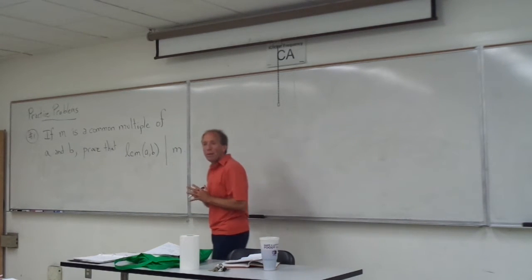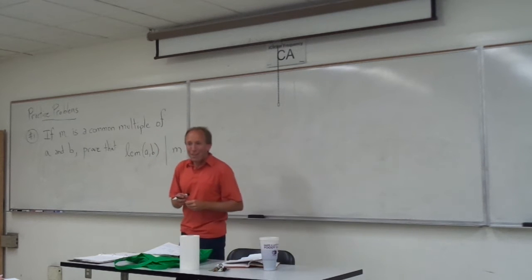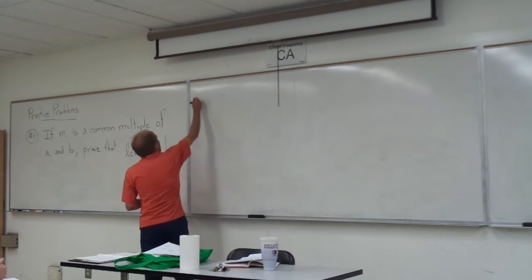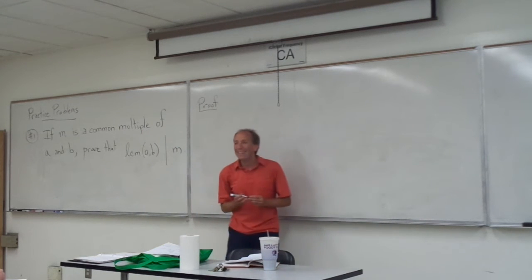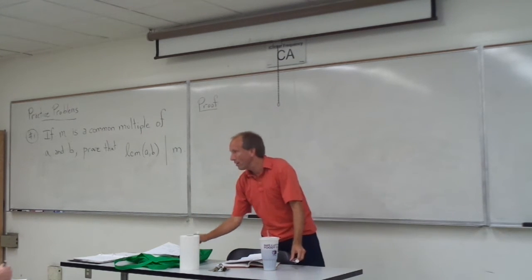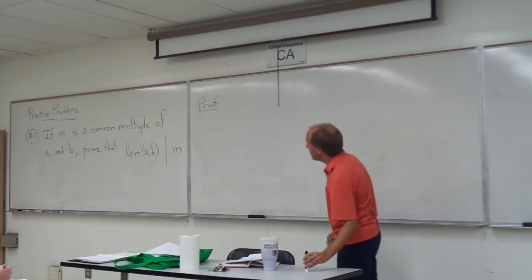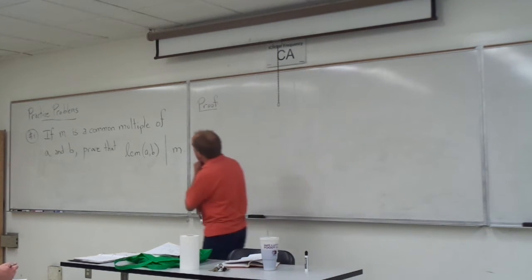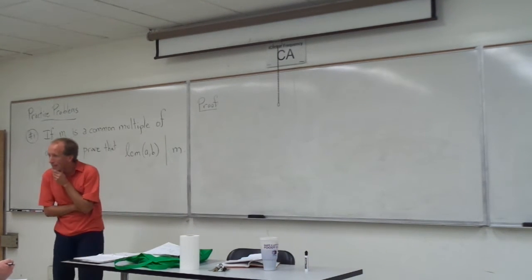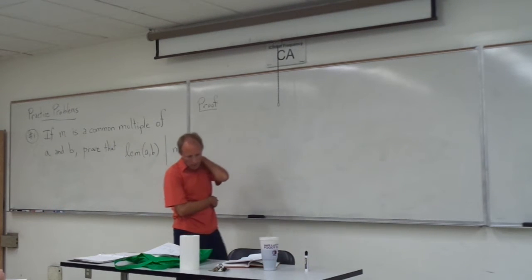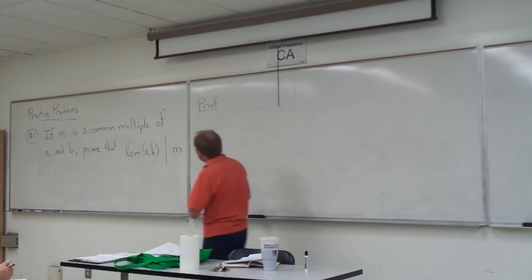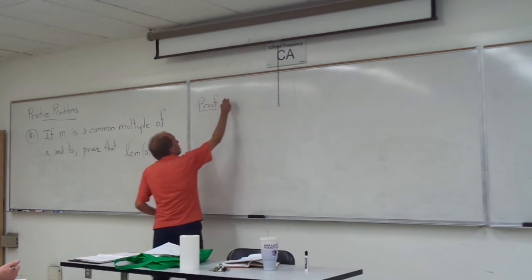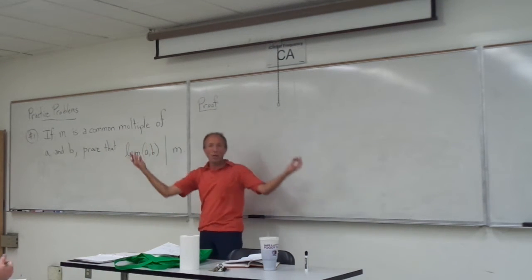While I was running up and down the elevators, did anybody come up with any suggestion on how we could approach something like that? Yeah, Lisa? Since M is a common multiple of A and B, then M equals AK and M equals BL for something else. Okay, so we may as well write down what we know.